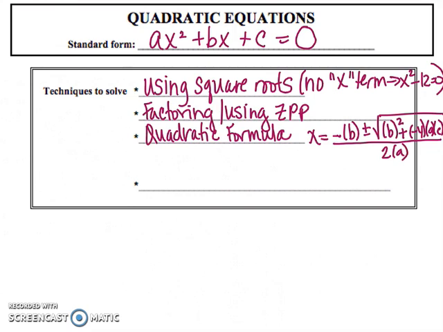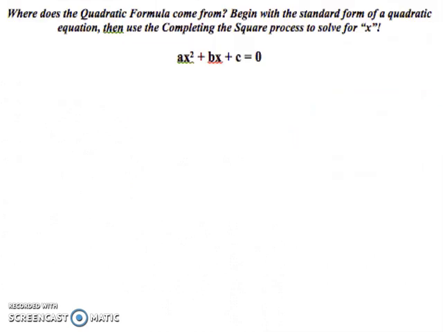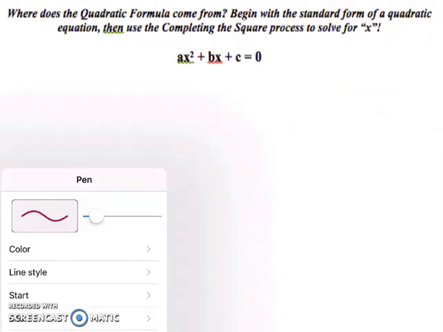And then our fourth way that we have for solving quadratic equations is completing the square. And the process for deriving the quadratic formula actually comes from completing the square. So let's take a look at that right now.